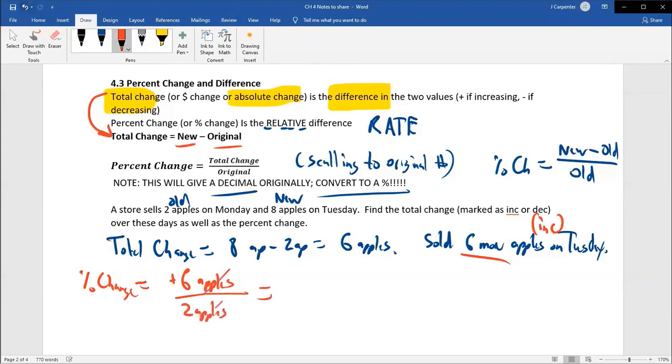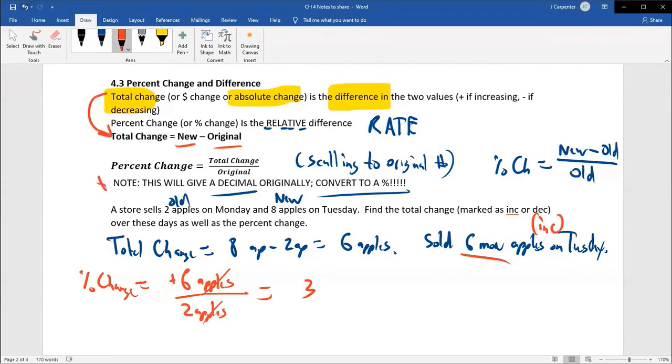And when we do that, the apples cancel. 6 divided by 2 is 3, and we get 3. Now, there's no units here. That's pretty common. Percent change is generally going to be unitless because these units will cancel each other out. See, I keep writing my units. The only time I don't write my units is when I write a proportion to cross multiply and solve. That is the only time I ever don't write units in this course.